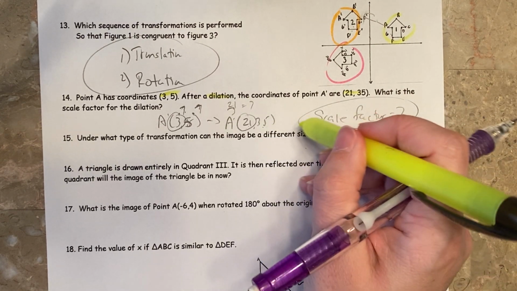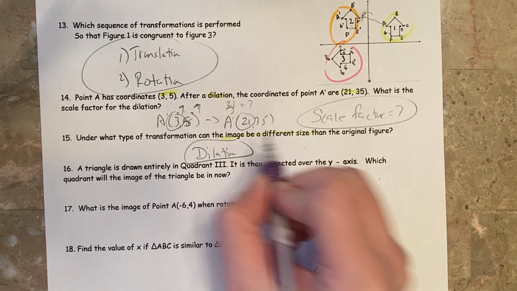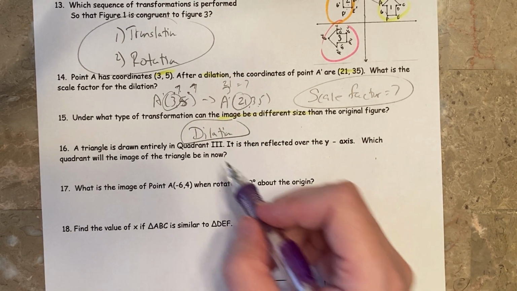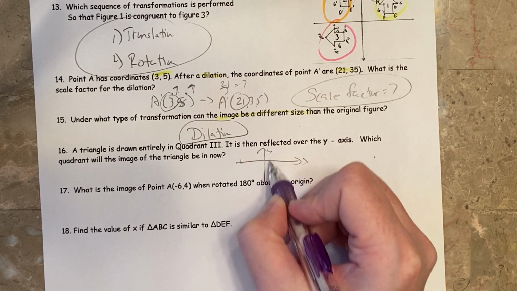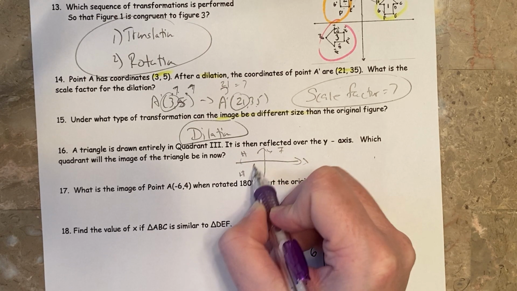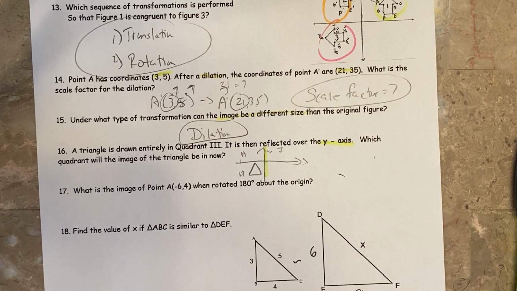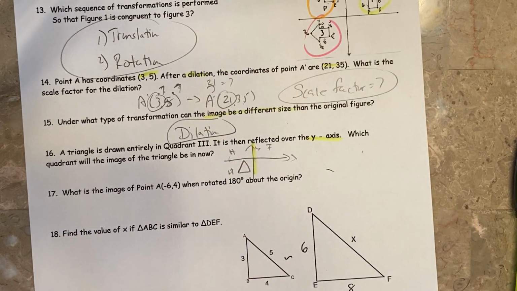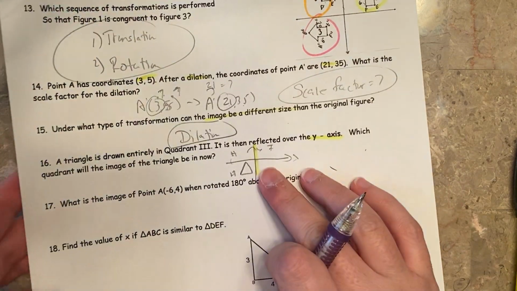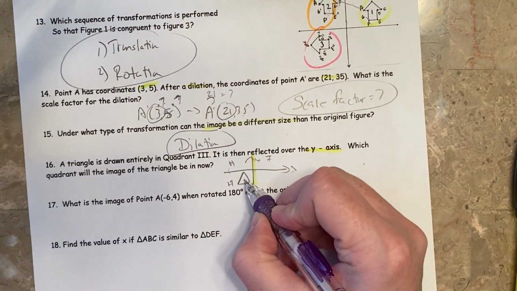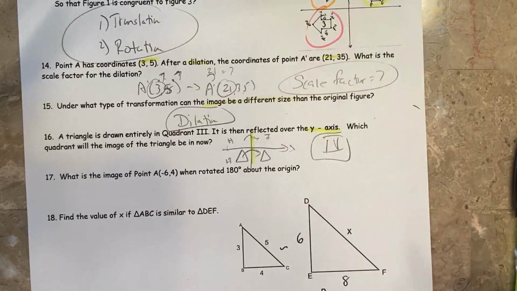Under what type of transformation can the image be a different size? Different size, we know from our star question, would be dilation. A triangle is drawn entirely in quadrant 3. I'm kind of running out of room. X, Y, so 1, 2, 3. So we have a triangle here, and you want to reflect it over the y-axis. That's similar to what you just did in question number 11. So it's going to be folded this way. We're going to fold this triangle over, it's going to land over here, and that's going to be in quadrant 4. So if you put 4, you got it right.